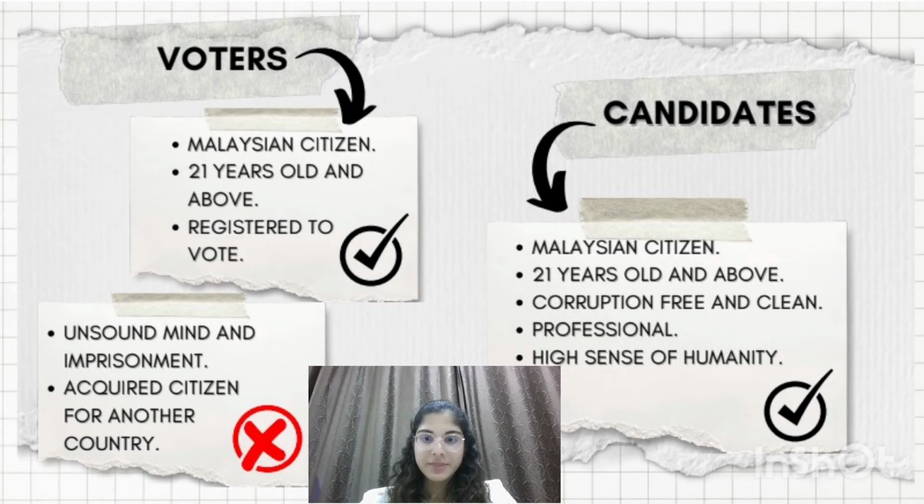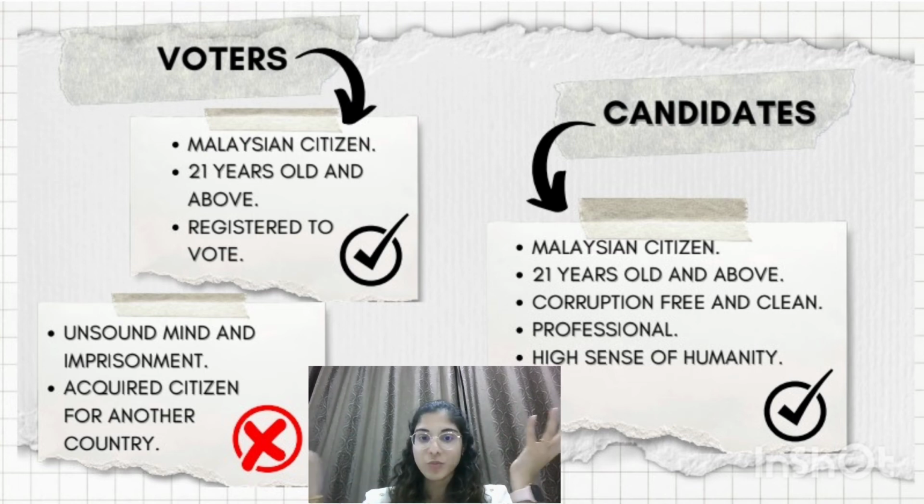Hello everyone, my name is Renisha and today I will be talking about the eligibility of voters and candidates to participate in Malaysia's election. The main important thing is that every person who is about to cast their vote has to be a true Malaysian citizen at least 21 years old and above. And the voter has to be registered in the system.